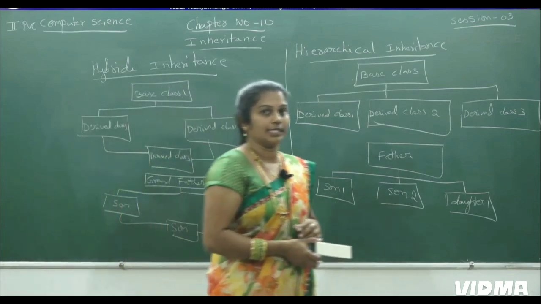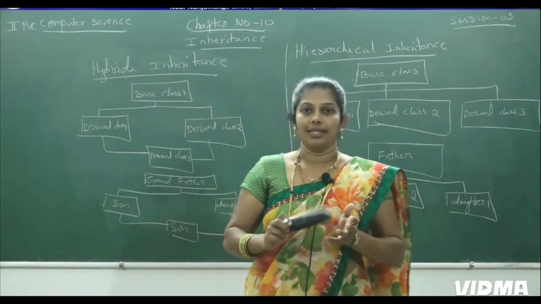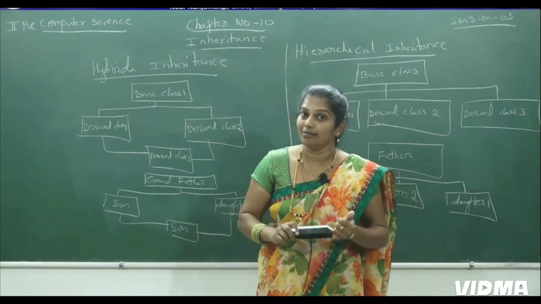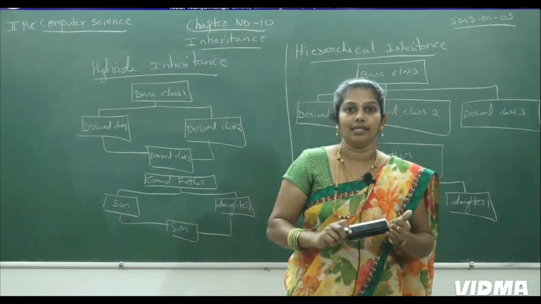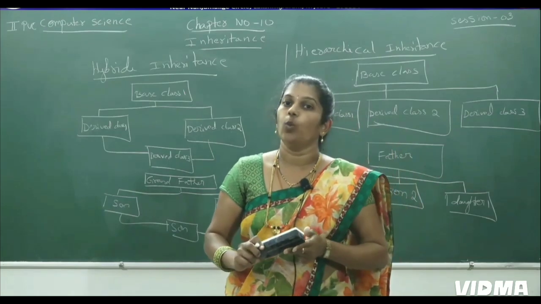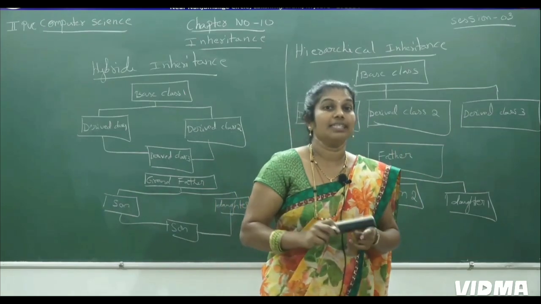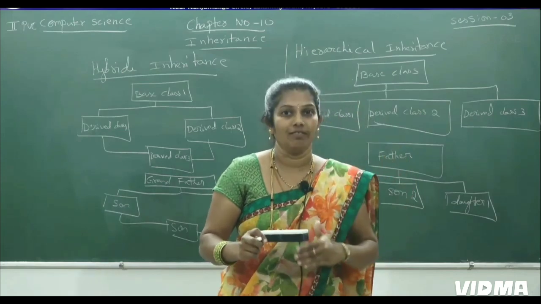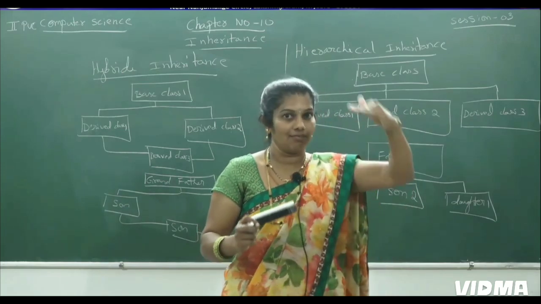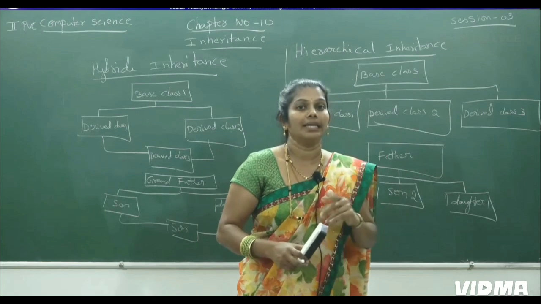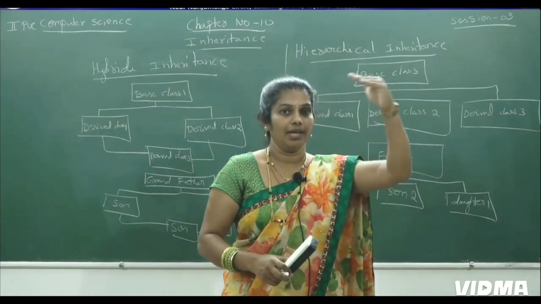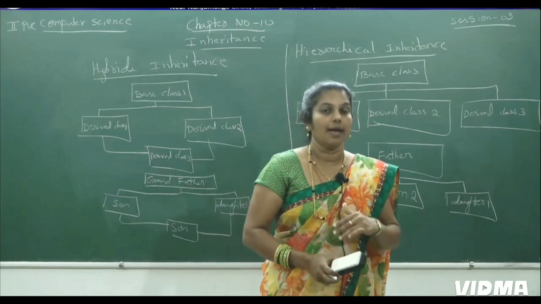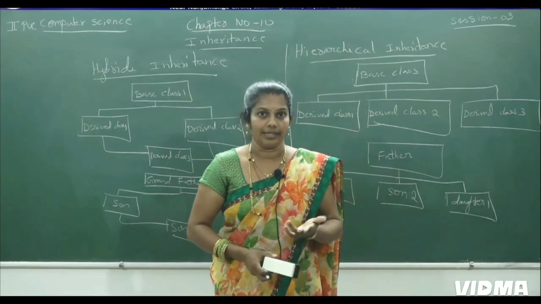Once again I will recall all these things. When we come to inheritance, there are 5 types of inheritance. The first one is single level inheritance: only one base and only one derived class. Multi-level, more than one level. Level-wise more than one is there. Multi-level inheritance, for example, grandfather, father and then son.